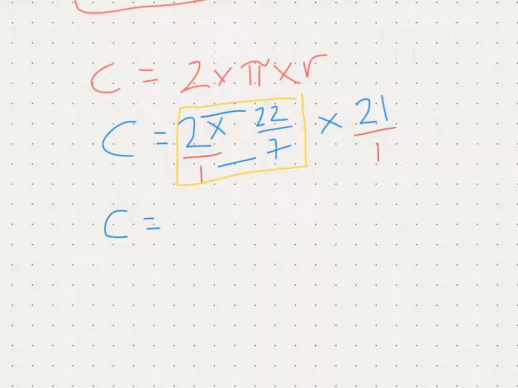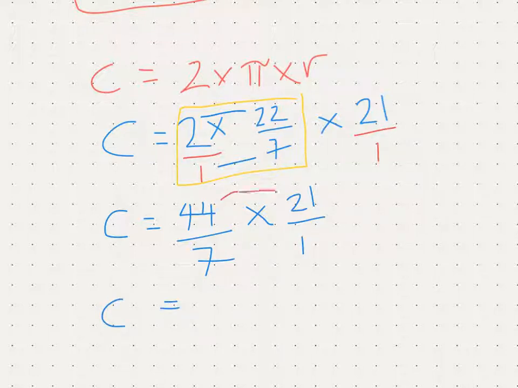So what is 2 times 22? Well, that's 44. And what is 1 times 7? It's just 7. And then I'll bring down the other term, which is 21 over 1. Now, I need to calculate 44 multiplied by 21. Okay, Google, what is 44 times 21? 44 times 21 is 924. Okay, 924. And my bottom number is 7 times 1, which will just be 7.